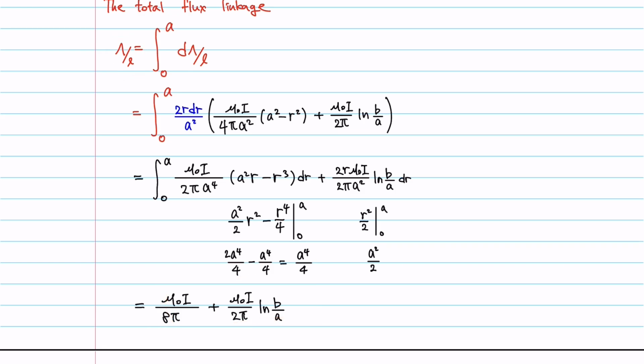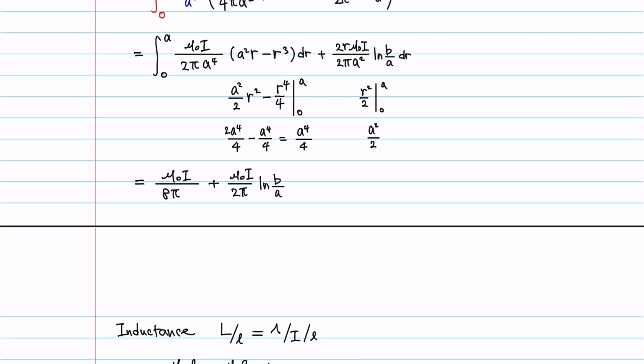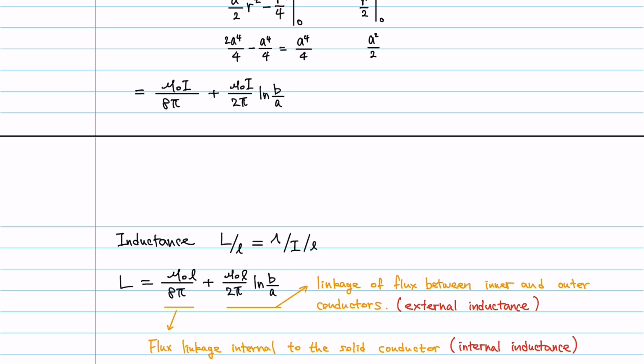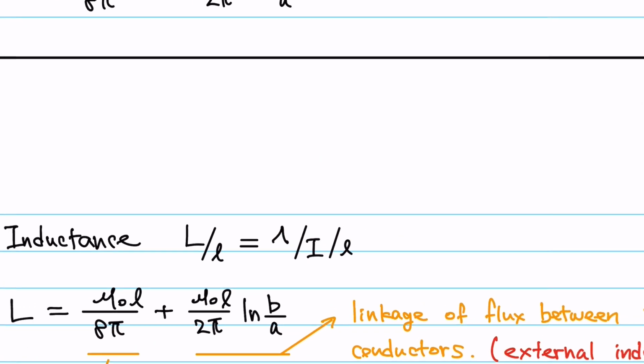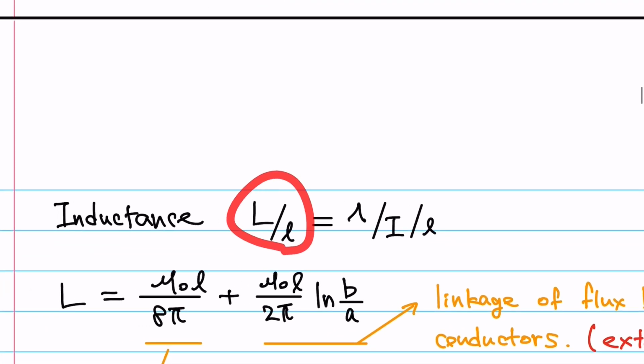The final step is to find the inductance by dividing the total flux linkage by the current. And we're talking about the inductance per unit length. That's why there's a division by l.